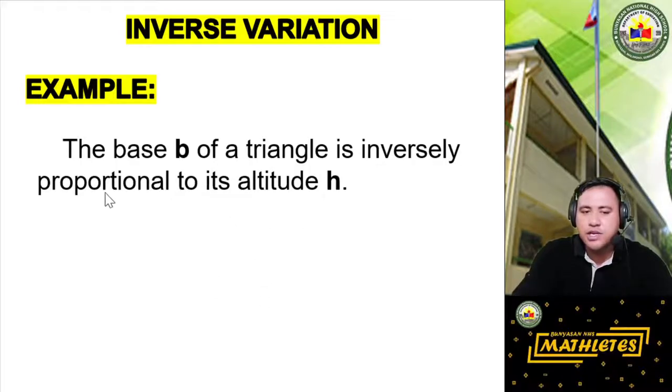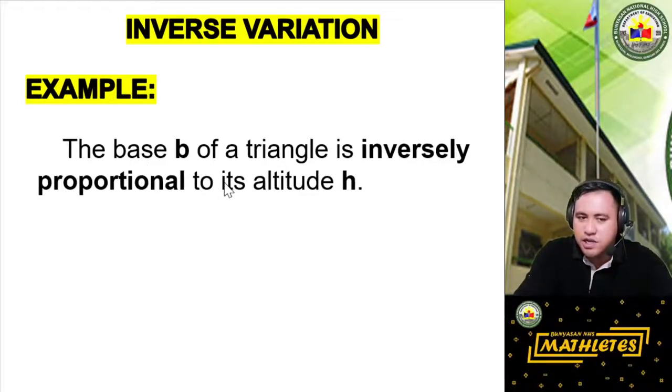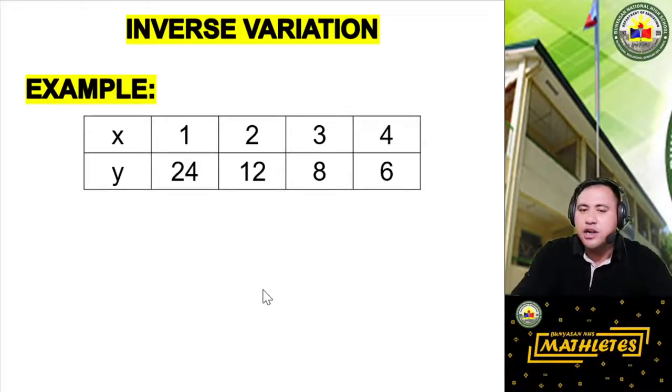Another example is the base B of a triangle is inversely proportional to its altitude H. Inversely proportional. We have B is equal to k over H. Okay. So, another: if the given example is a table of values, the variables used are x and y. We have 1, 2, 3, 4 for x and 24, 12, 8, 6 for y.